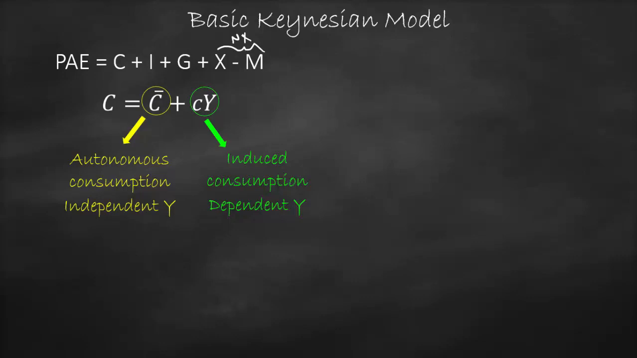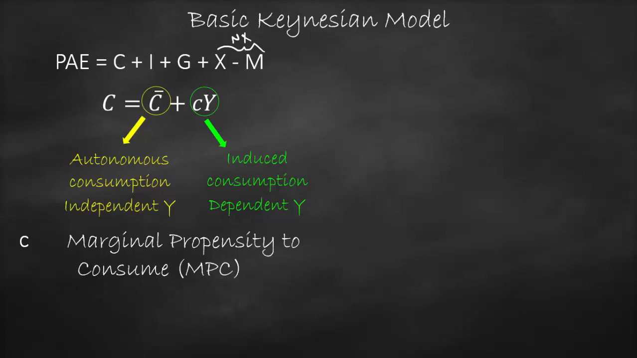The second part is called induced consumption. Why do we call it induced consumption? Because it depends on our level of income. For example, if you get a job that will give you 200,000 every year, you will buy a Ferrari. What if because of COVID-19 you lost your job? You will sell your Ferrari. Therefore, this part depends on your level of income. So we have here little c multiplied by our income.